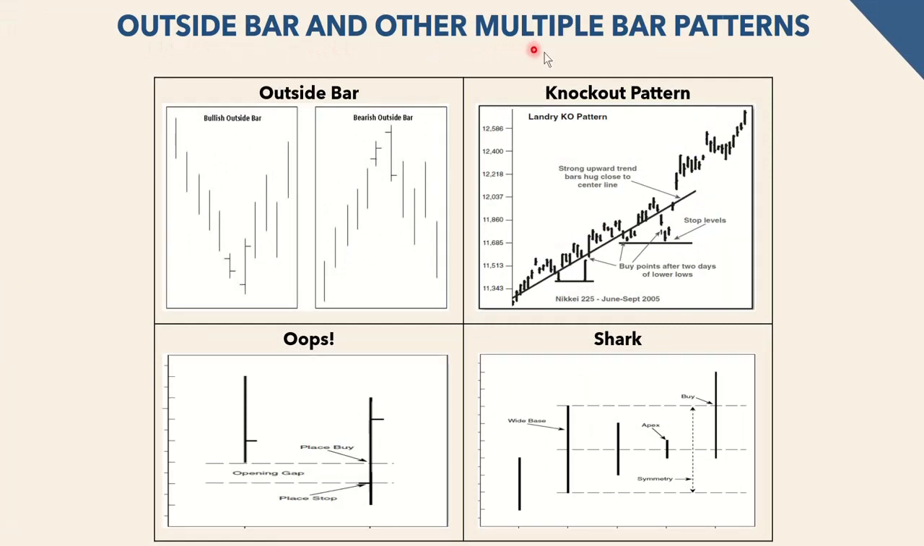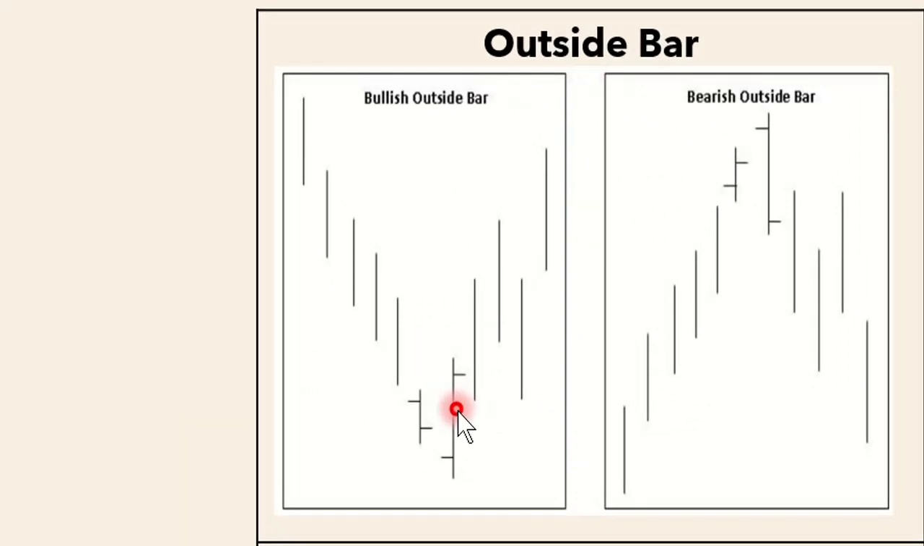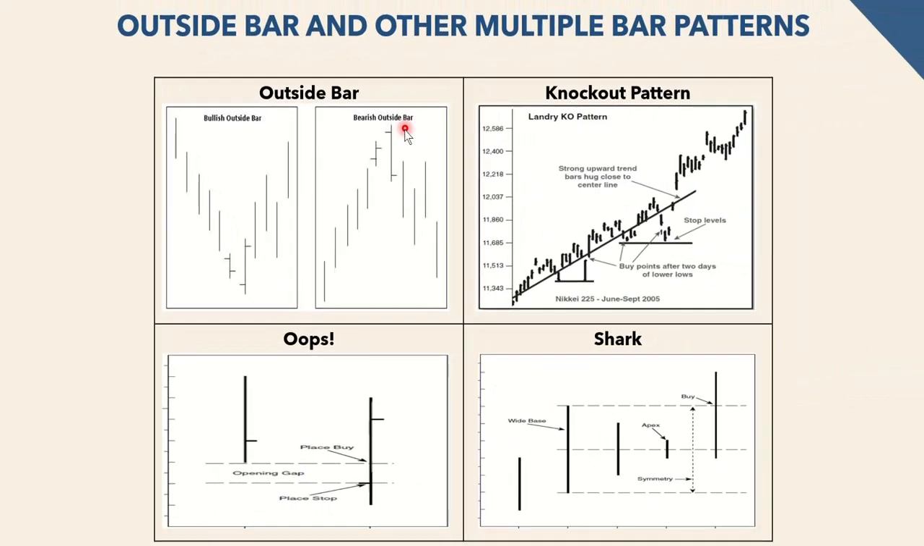Outside bar and other multiple bar patterns. Outside bar is a bar with a range that is larger than the previous bar range, which is similar to the engulfing candlestick pattern, which we are going to see shortly. Bullish outside bar takes place after a decline. The first bar is a small bar and the closing price is below the opening price. And the second bar is a tall bar that has a closing price more than the opening price. The trend is expected to reverse. Bearish outside bar is the opposite of bullish outside bar.